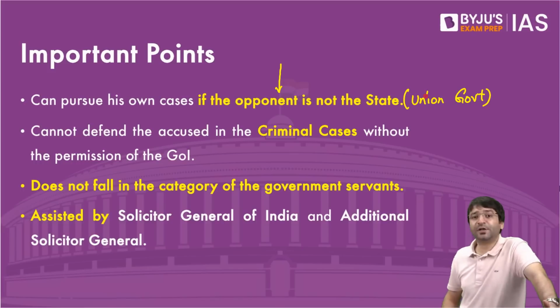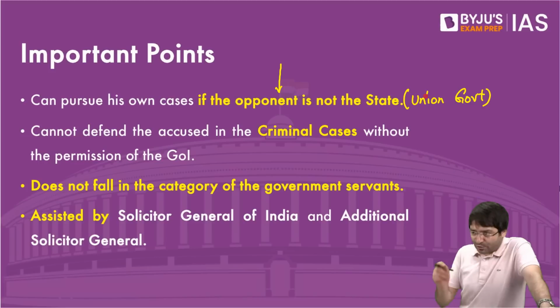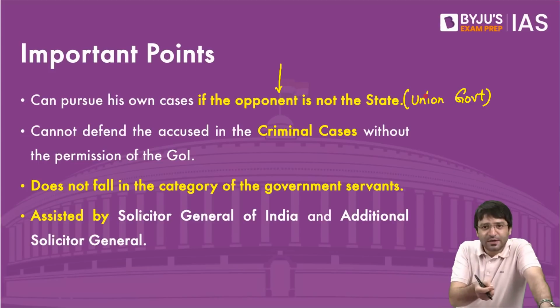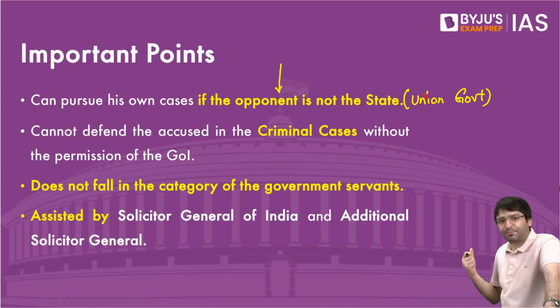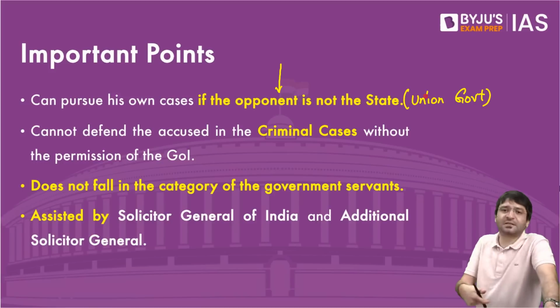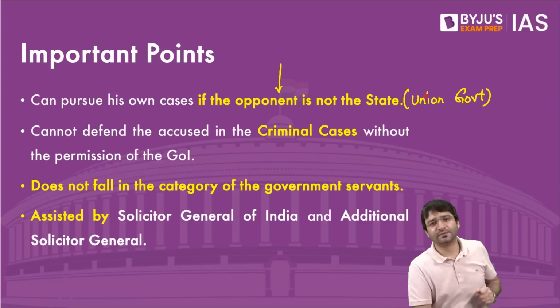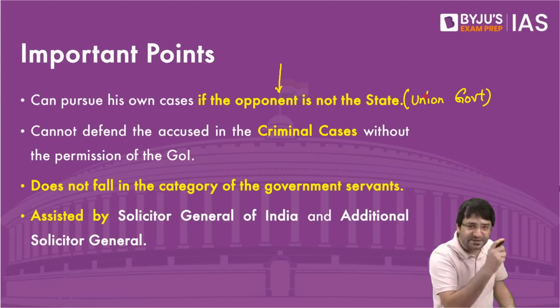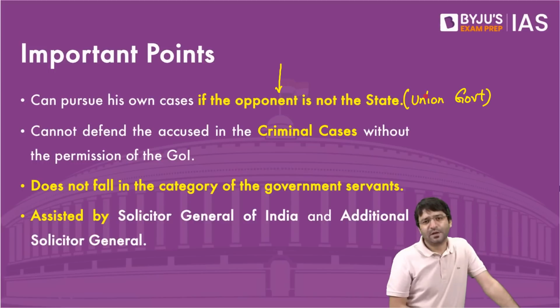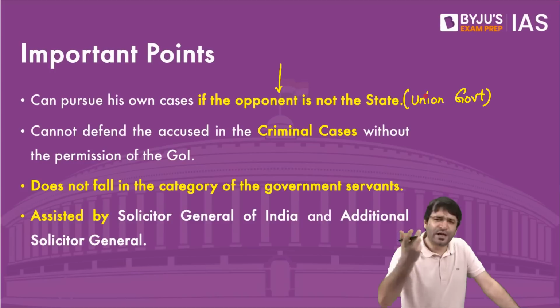If the opponent is not the union government. Because you have to represent union government in this particular case. You cannot represent a private person, a private party in this case, because you have to represent us. So a case in which the opponent is the union government, you cannot take up that case as your private practice because you have to defend the union. But if the opponent is a state government, you can.